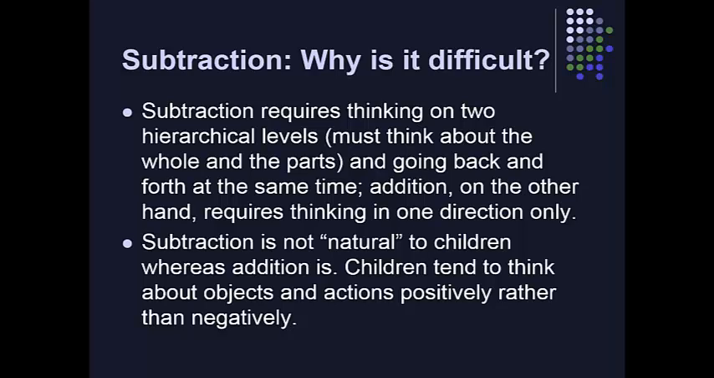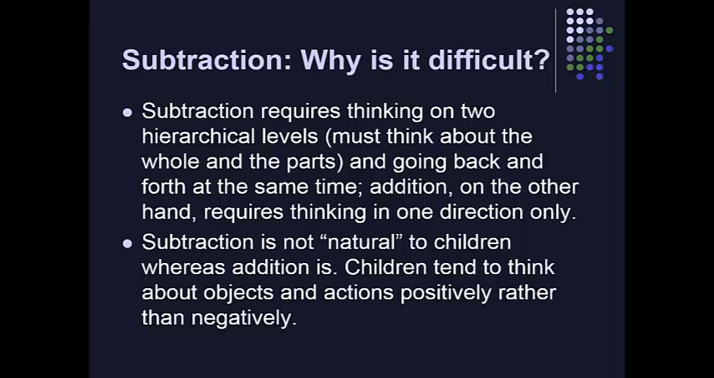Subtraction requires children to be able to think on two hierarchical levels. In other words, they must be able to think about the whole and the parts at the same time. So they have to go back and forth between the whole and the parts. Think about it. If you're going to subtract 7 from 10, you have to be able to think about the whole of 10, the part of 7, and go back and forth then to think about what the other part is. And so you have to think about all those at the same time.